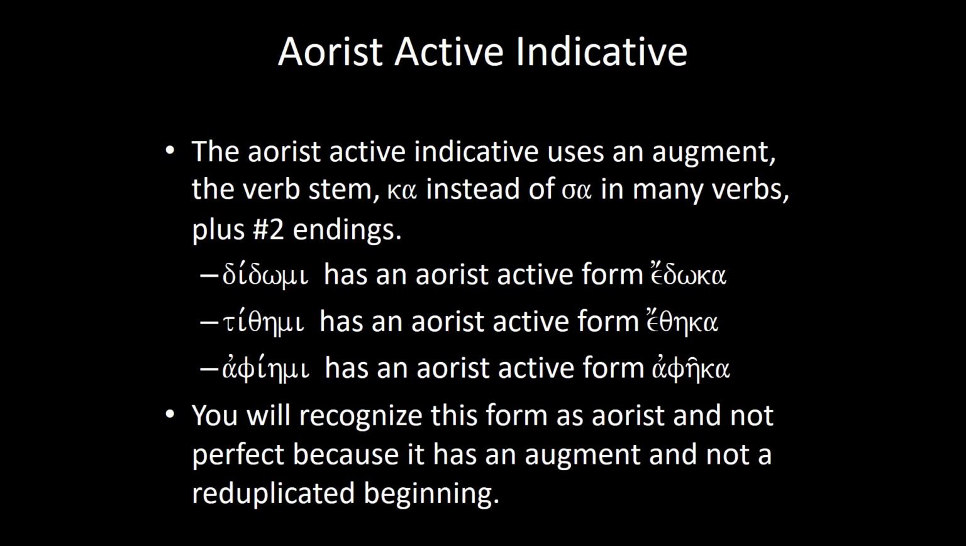Now, how are you going to know that this is aorist rather than perfect? Well, you're going to see the augment on front. You're not going to see reduplication. So when you see augment and kappa alpha, you know it's a kappa alpha aorist. When there's no reduplication with kappa alpha, you know it's a kappa alpha aorist.